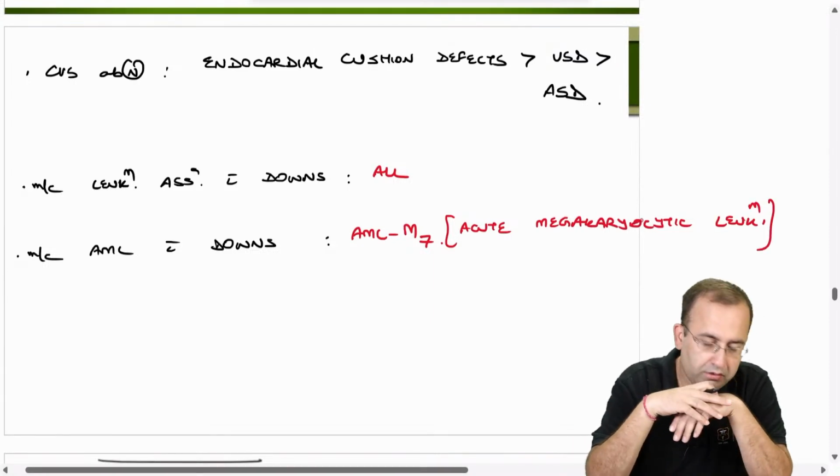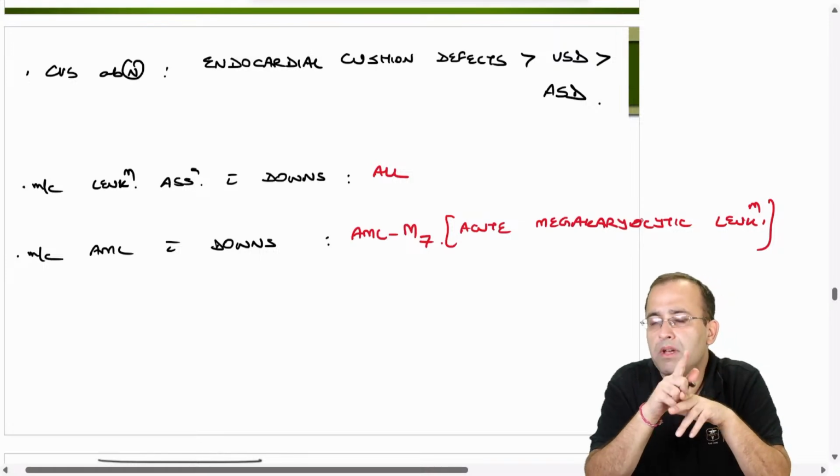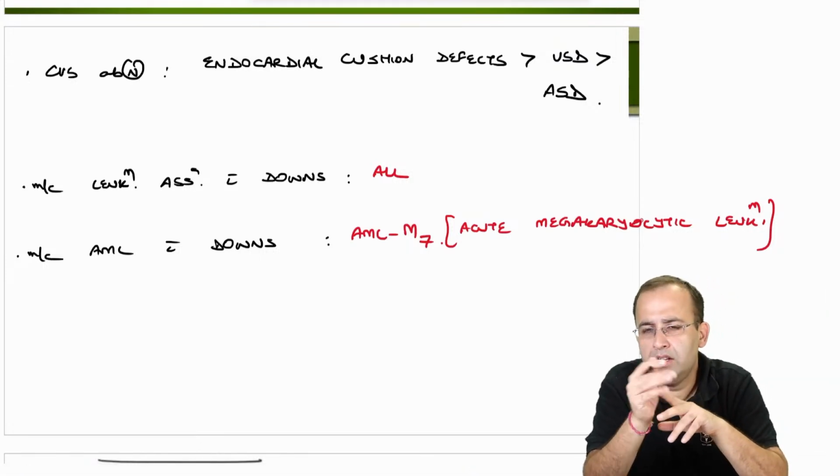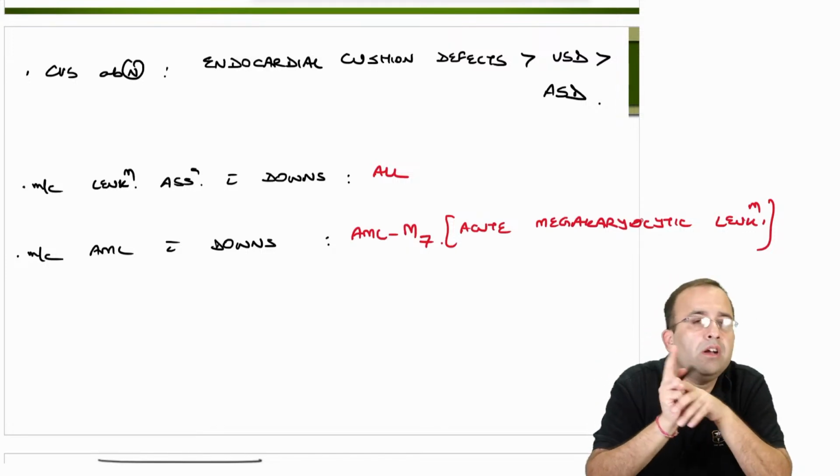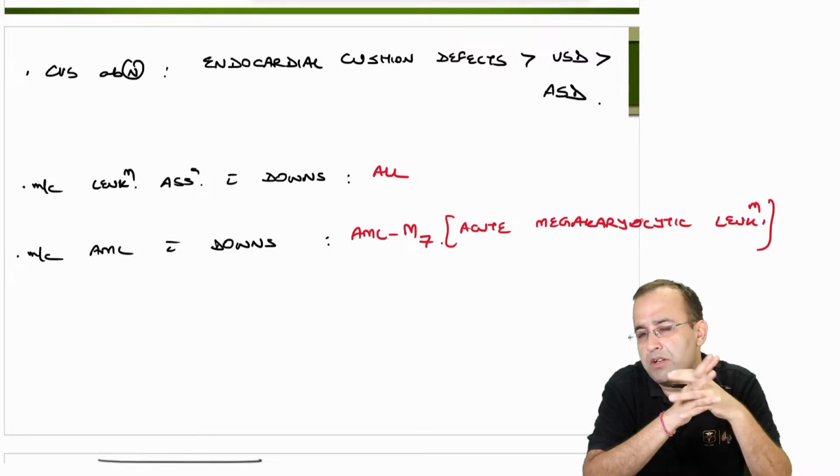These are the questions that we get from Downs. Most common leukemia in Downs, ALL. Downs is seen in children, most common leukemia in children, ALL. But most common AML in Downs being AML M7, megakaryocytic leukemia.